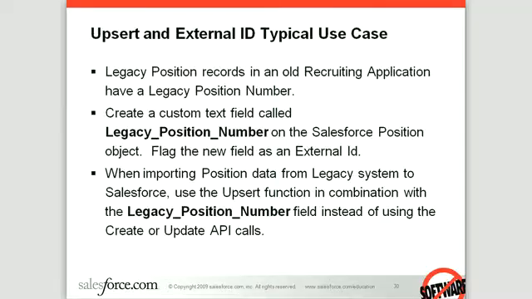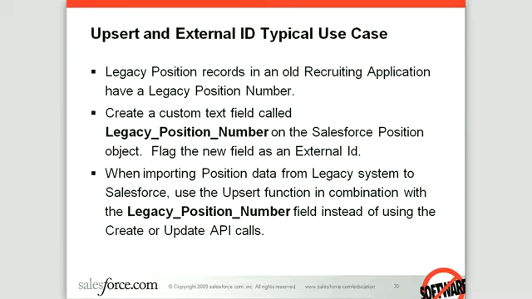So let's talk about using these things together. Here are the use cases and how you would use these together. At Universal Containers, we're going to have a legacy position number. We'll also have a legacy employee number that I'll talk about in a bit. The legacy position number is in our so-called legacy system. We would have a key, and that key is what we're going to store in the field called legacy position number.